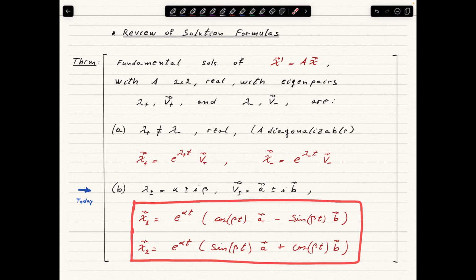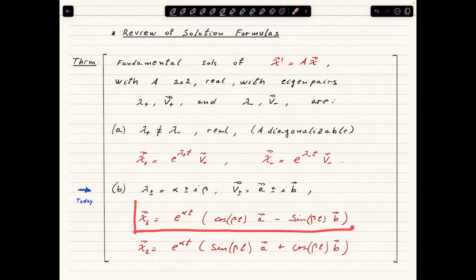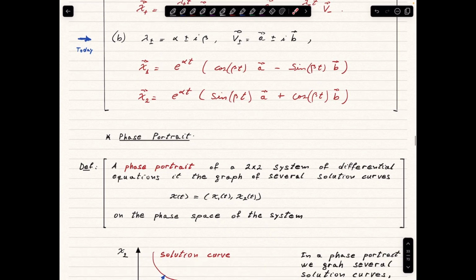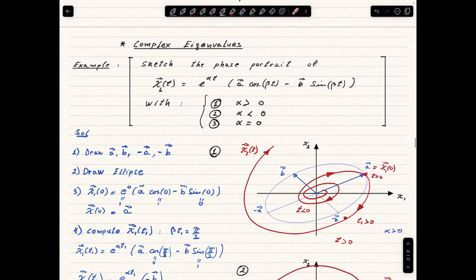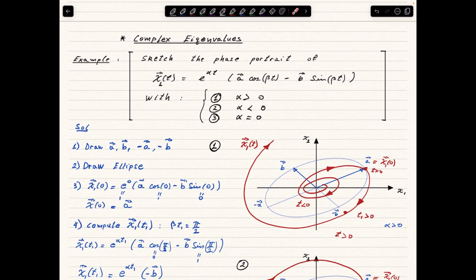And if we want to know the graph of any solution, what we need to understand is the graph of these fundamental solutions. We concentrated in the last video on the first fundamental solution here, and we graphed that solution on the phase space. The graph depends on which direction these vectors are pointing, so we choose some arbitrary directions, this direction and that direction, and on the coefficient alpha. Whether the coefficient is positive, negative, or zero, the graph is very different in those cases.